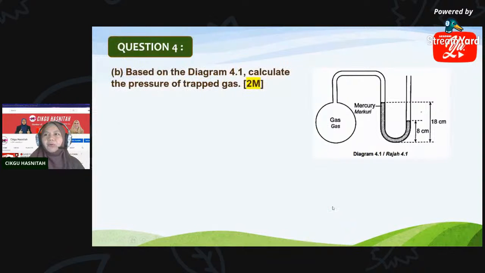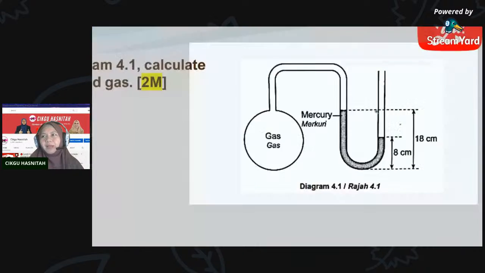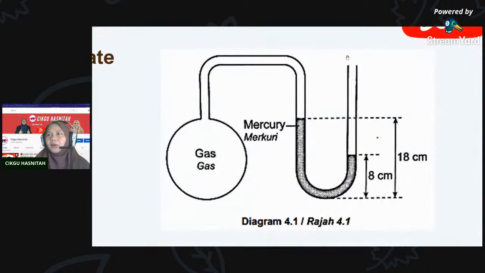Now question B. Based on diagram 4.1, calculate the pressure of the trapped gas. How to find the pressure of the trapped gas? First, this is an open end, and this end is connected to the gas tank. You can see the difference in level. On the left side, the side that connects to the gas tank, the level is higher. On the right side, which is the open end where the atmospheric pressure is acting, the level is lower.